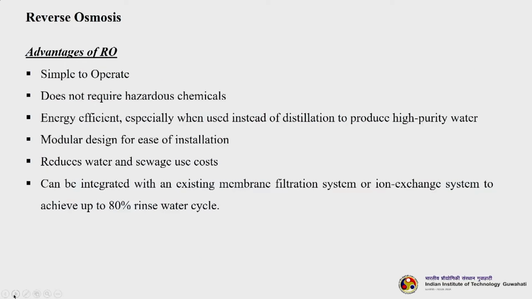So, let us understand what the advantages of RO are. As you know, RO systems are a little simpler to operate compared to other membrane processes, and they do not require hazardous chemicals. They are energy efficient, especially when used instead of distillation to produce high purity water. They have a modular design for ease of installation, reduce water and sewage use costs, and can be integrated with an existing membrane filtration system or ion exchange system to achieve up to an 80% range water cycle.